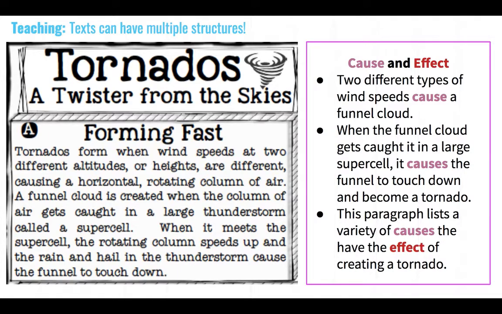Let's take a look at the first paragraph, forming fast. This paragraph uses a cause and effect text structure. I know this because there are 2 different types of wind speeds that cause a funnel cloud. When the funnel cloud gets caught in a large supercell, it causes the funnel to touch down and become a tornado. And this paragraph also lists a variety of causes, with the effect being the creation of a tornado.